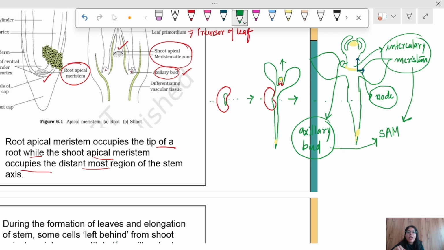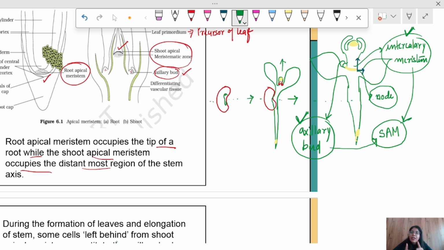Understood? So if they ask a question, the cells present in the axillary bud and the cells present in the intercalary meristem, are they secondary or primary meristem? So they are primary meristem because shoot apical meristem is present since birth. Even in the embryo itself, you can see the shoot apical meristem and root apical meristem, at the tip of radicle and plumule. Because it is present since birth, that's why it is called primary meristem.